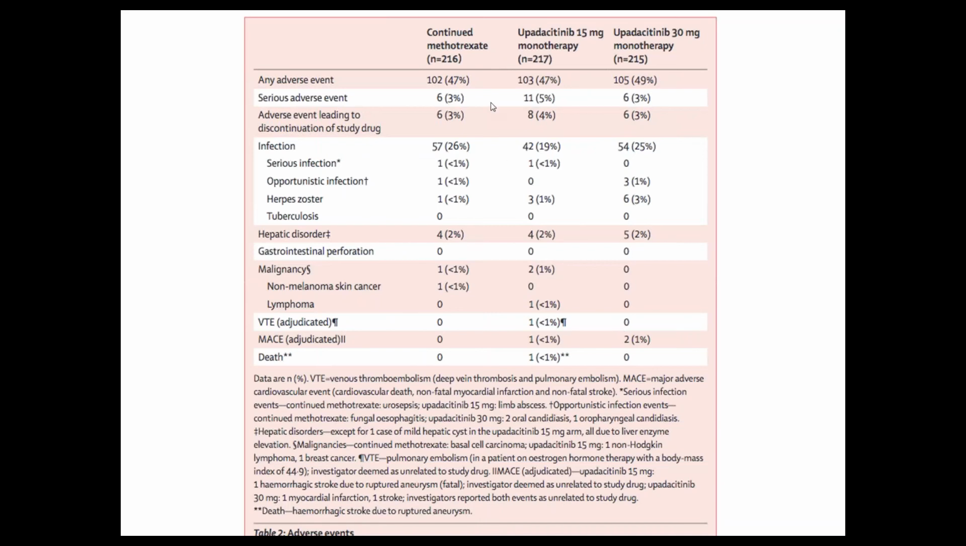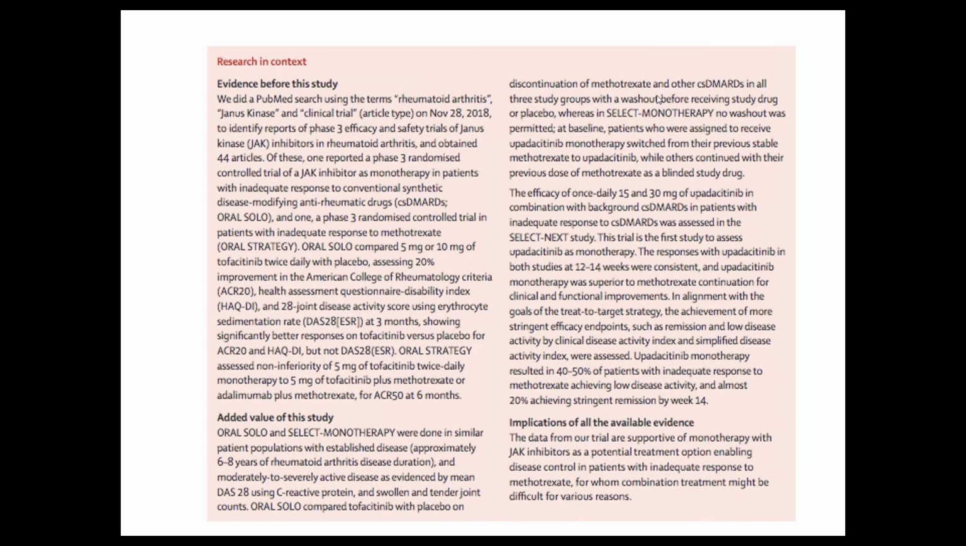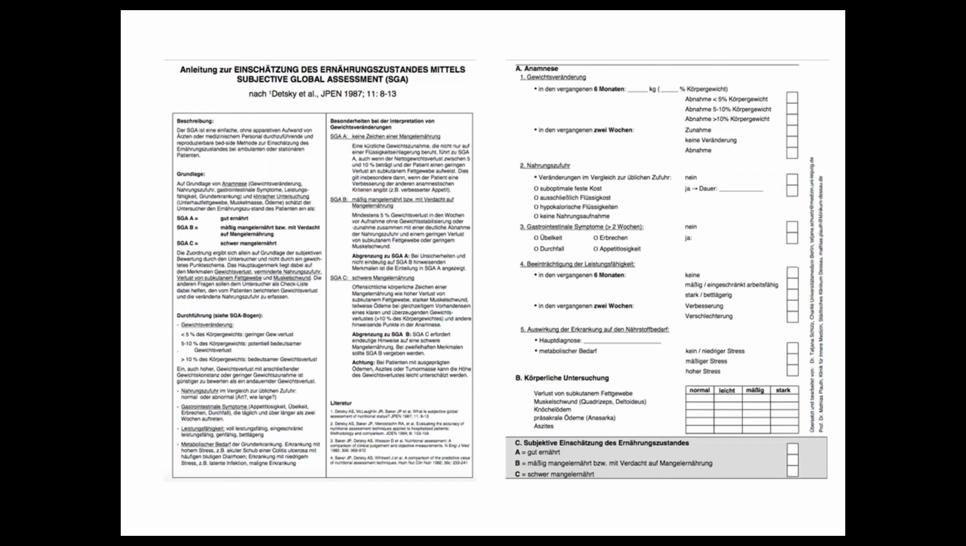And serious adverse events, methotrexate is pretty safe, but the JAK-STAT pathway inhibition was about the same. And so it looked like side effects were manageable. So this is the first study, to my knowledge, that looked at rheumatoid arthritis as a possible disease that would respond to JAK-STAT inhibition, and it certainly did.